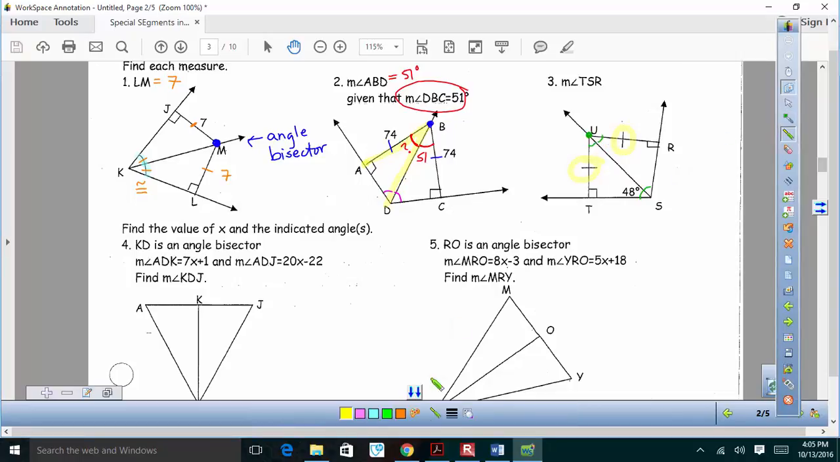They asked me to find angle TSR. So TSR is actually this whole angle right here. I know that this piece is 48. If it's a bisector, this piece is also 48. So to find TSR, it would be this whole angle. So I'd have to add 48 plus 48, which would give me not 76, but 96.